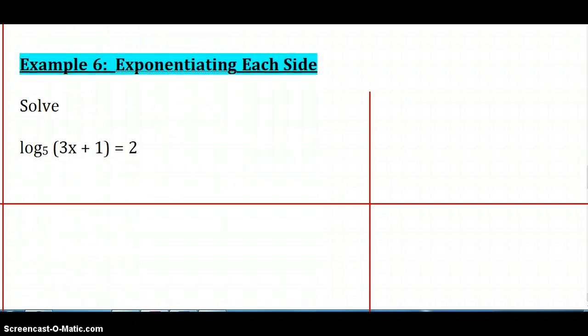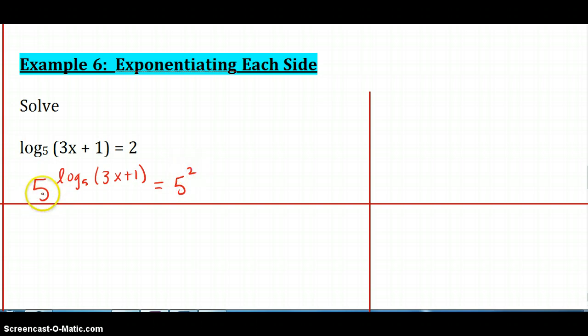Right, let's talk about when we have to use exponents. So now you're just going to do the opposite. You have log base 5 of 3x plus 1 equals 2. The opposite of log base 5 is the base 5. So you're going to exponentiate, yes, that's a word, exponentiate each side. And you're going to use its inverse. The inverse is 5. So you're going to take each side and put it up in the exponent of the base 5. Make sure you do both sides.